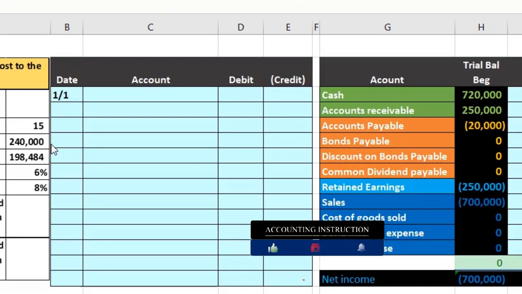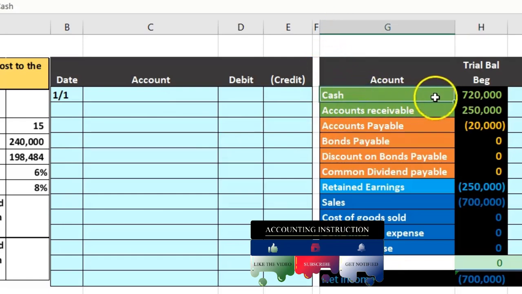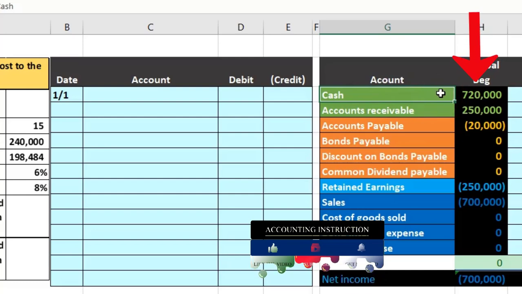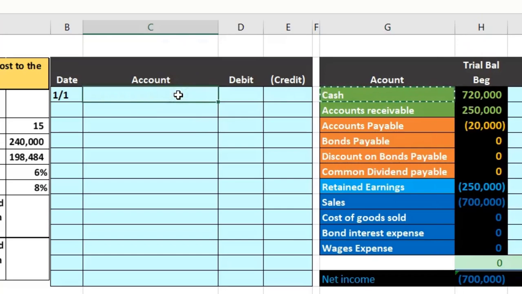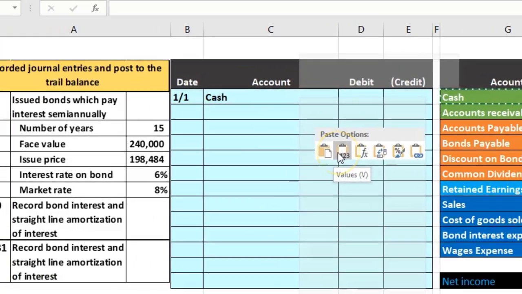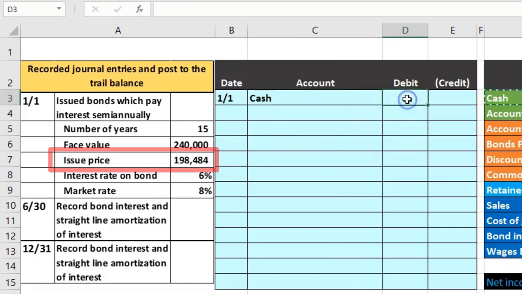I would go through our same process. First, is cash affected? Our first question all the time. We're going to say, yeah, we're going to get money because we're issuing the bond. So we have cash as a debit balance. We need to make it go up. We're going to do the same thing to it. So I'm going to right click and copy cash. We'll put that up top in C3, right click and paste 123. The amount of cash we're going to get is going to be the issue price, not the face amount of the bond. So this is what we are actually going to receive for it.